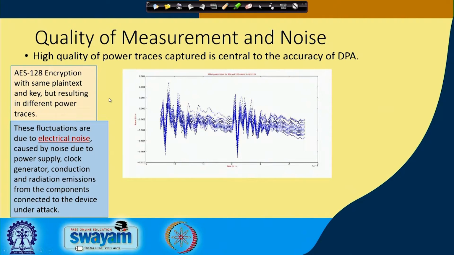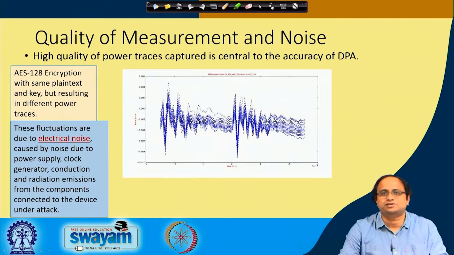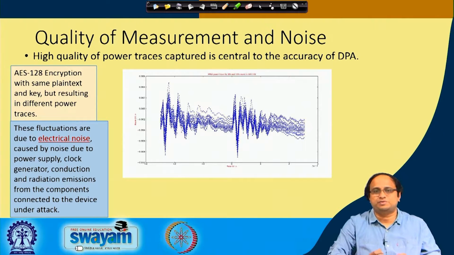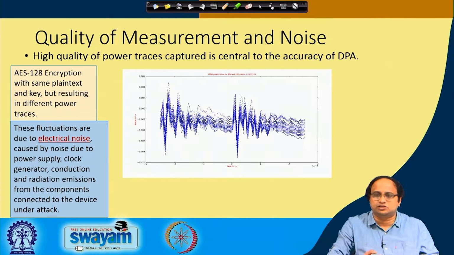In particular, as I was discussing in the last class, we have this phenomenon of electrical noise in circuits, which is often due to the power supply, the clock generator, the conduction, and also the radiation emissions from components which are connected to the device under attack. Because of the presence of noise, although you are processing the same operation, in the context of encryption taking the same plain text and the same key, you still get slight variations in the power consumption.